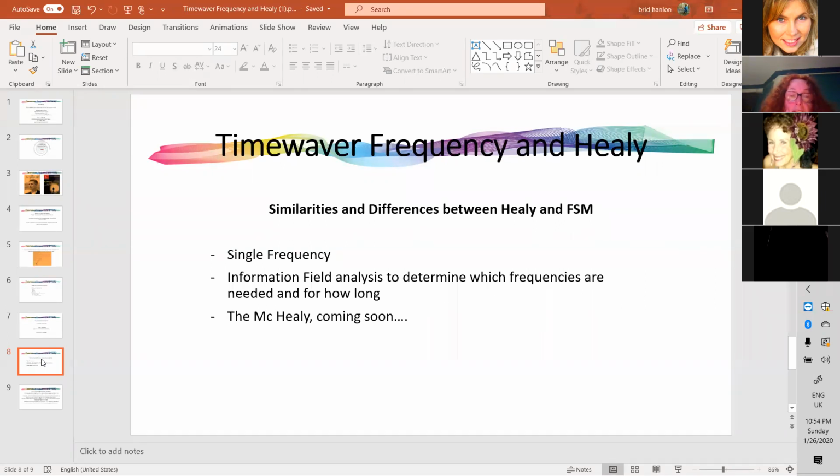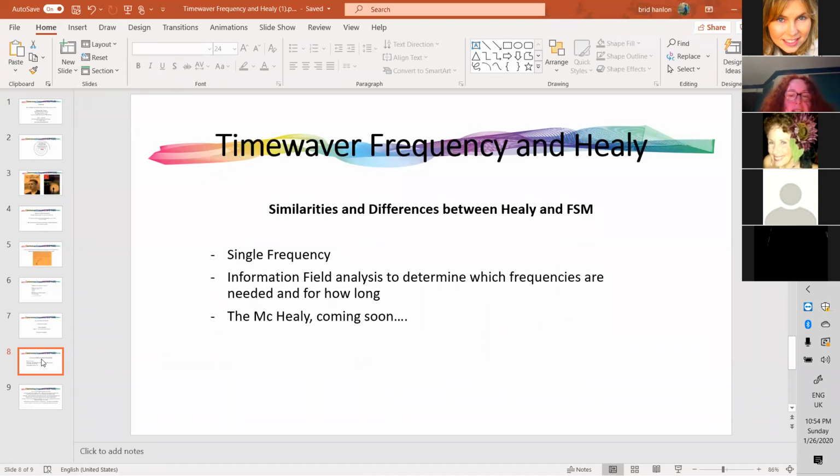Because the biggest difference between FSM and Healy is that Healy delivers a single frequency, a single electrical current. Frequency-specific microcurrent delivers two currents, two frequencies at the same time, one for the issue and one for the tissue. So they're always pairs of frequencies. So when you get trained in FSM, you get trained in what frequency pairs to use for each condition.